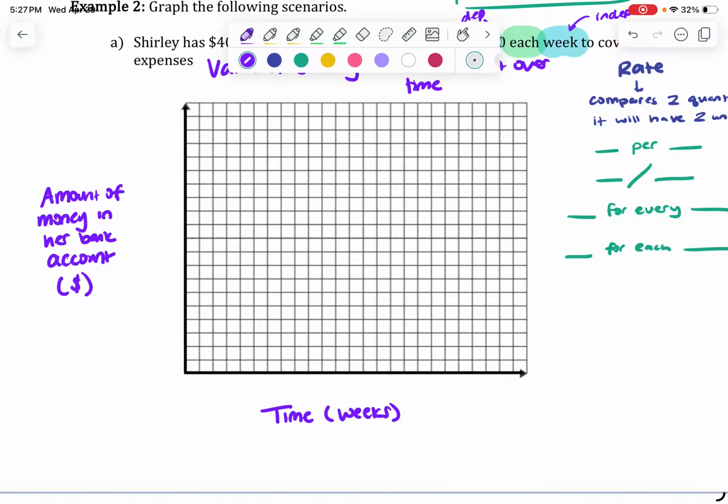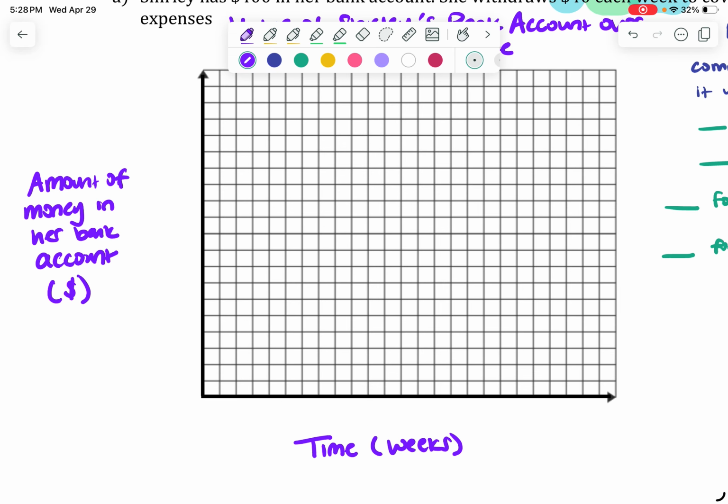When I'm also choosing my scale, I know I'm going down by $40 each week, so it wouldn't make sense for me to jump up by 25s here because that would be really hard to graph. So if I could go up by 10s, sure, but it doesn't look like I'm going to have room. So going up by 20s makes sense, or going up by 40s, but again, I want to make sure to use up as much space as possible. So I'm going to see what that looks like. I'm going to try going up by 20s. And when I say try, I'm pre-counting. So 20, 40, 60, 80, 1.